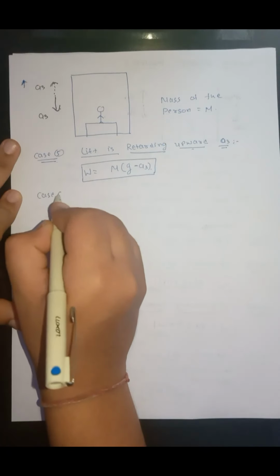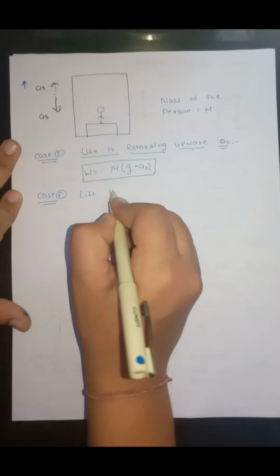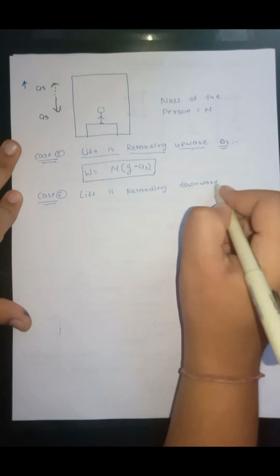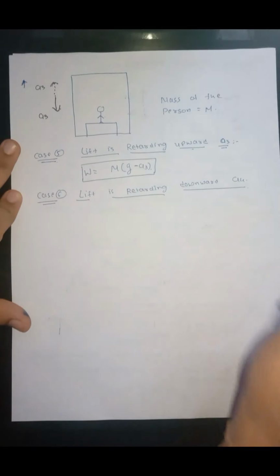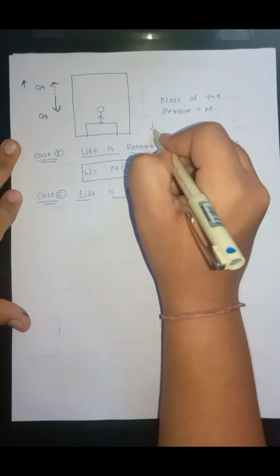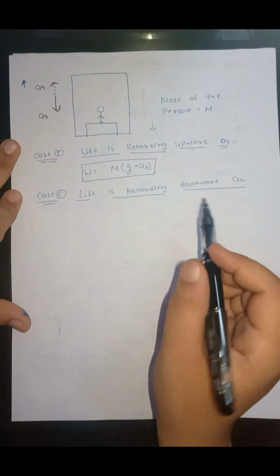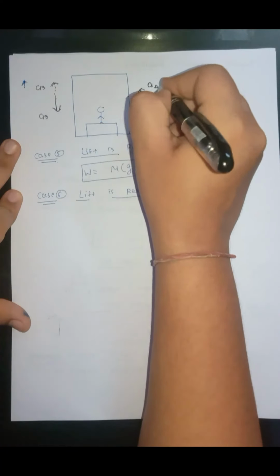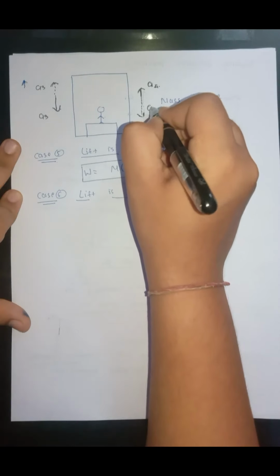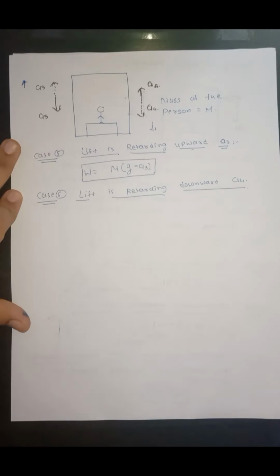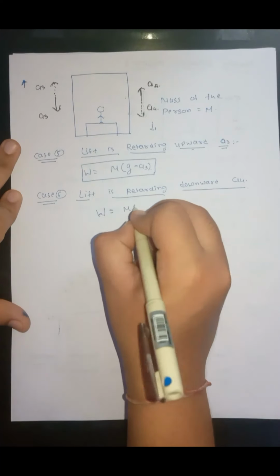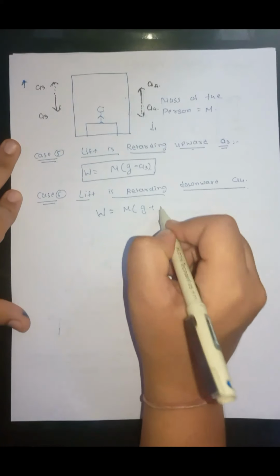Now case 6. In this case, the lift is retarding downward with acceleration a4. Now it is moving in the downward direction, but it is retarding, so the acceleration will be in the opposite direction of motion. So acceleration is in the upward direction, a4. Again, to convert it into an inertial frame of reference, we have to apply the acceleration in the opposite direction, that is a4 in the downward direction. So in this case, the weight will be equal to m into g plus this additional acceleration a4.